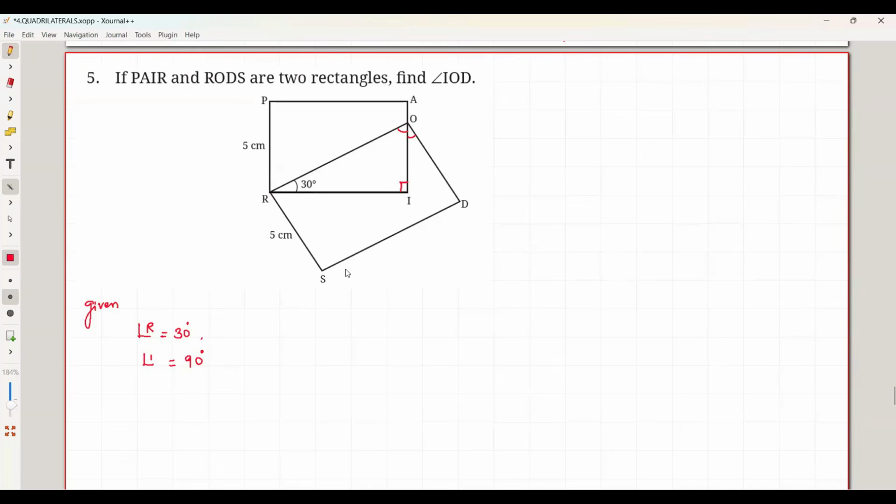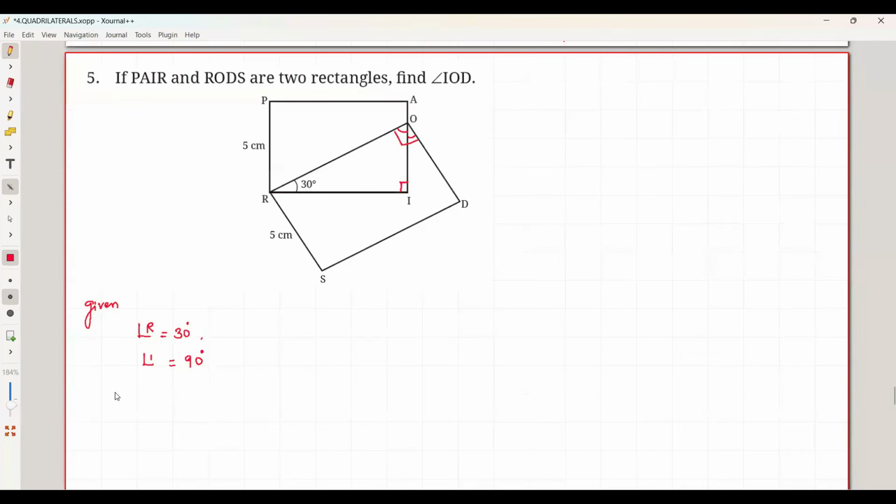ODSR is also a rectangle. That means the total should be how much? 90 degrees. Okay, the total is 90 degrees. I can find this angle by using the angle sum property. After finding this angle, I can just subtract it from 90 degrees, and I will be getting only this angle O.